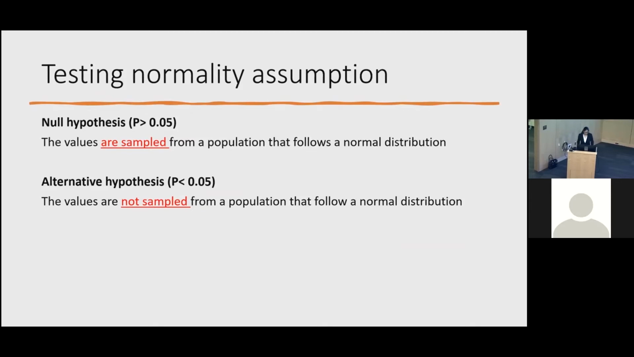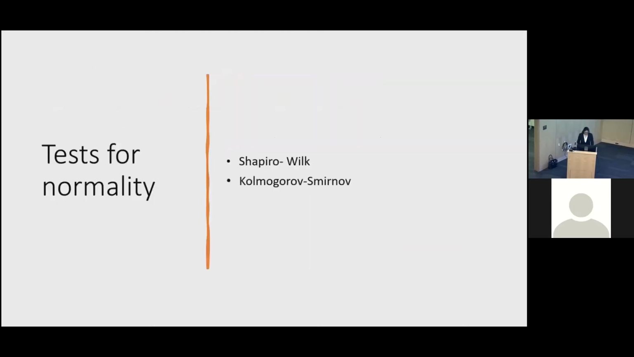The null hypothesis to test the assumption of normality is that the values are sampled from a population that follows a normal distribution, versus the alternative that says the values are not sampled from a population that follows a normal distribution. There are different tests to check for the assumption of normality, but the most common tests are the Shapiro-Wilk and the Kolmogorov-Smirnov test.